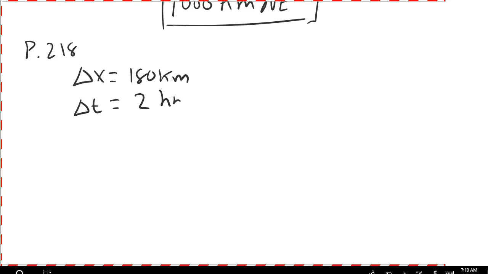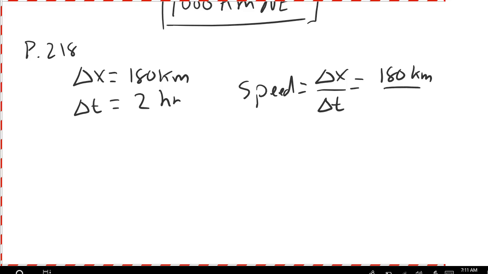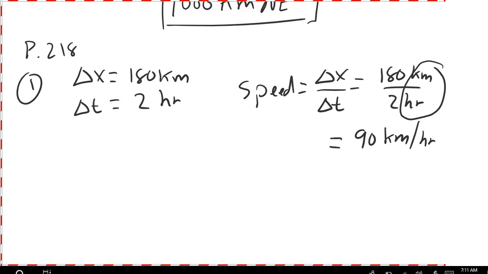Now remember, average speed from our class equals delta x divided by delta t. So in this case, speed would be 180 kilometers divided by 2 hours, and our answer then would be 90 kilometers per hour. See how I keep the units? Kilometers divided by hour is kilometers per hour. That's problem 1.